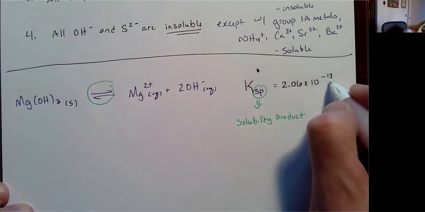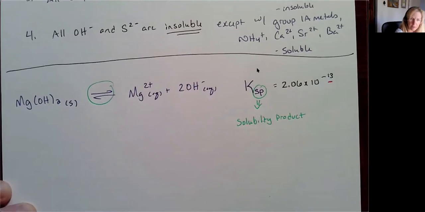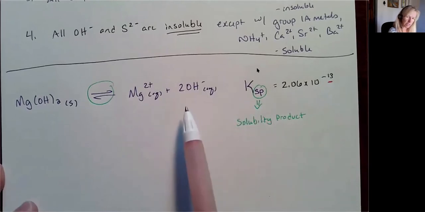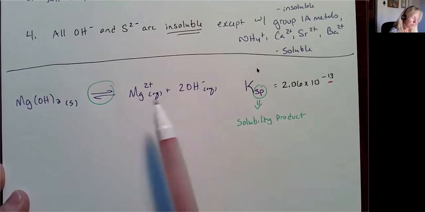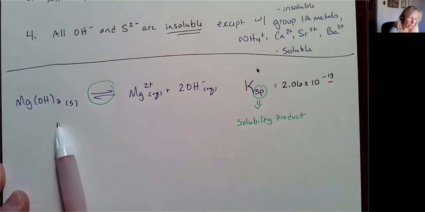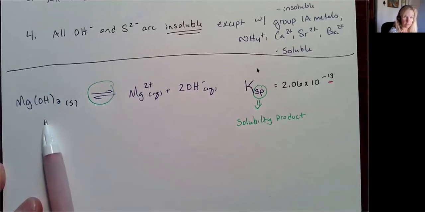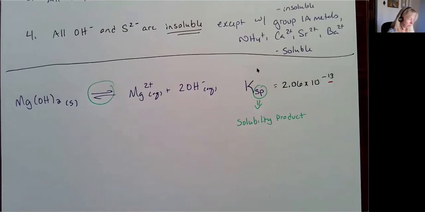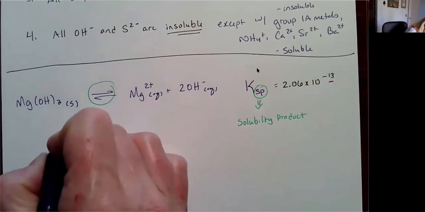You'll notice the magnitude here of my equilibrium constant is really small. So, minus 13. That tells me that the majority of the equilibrium in this scenario is lying on the right side, with my unsolvated ionic compound, but there is a small amount of magnesium ions and hydroxide ions that are going to be in solution. So I can write my law of mass action for this.